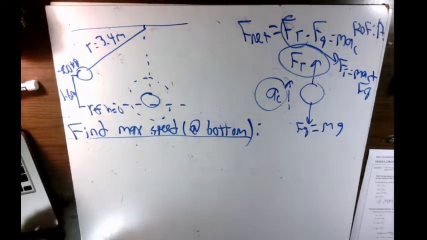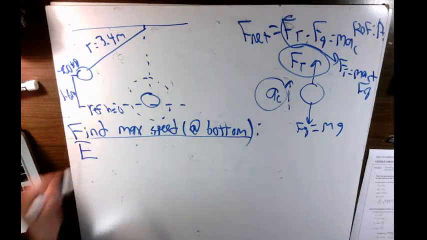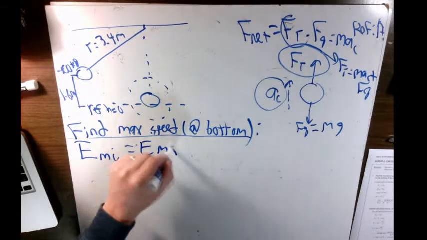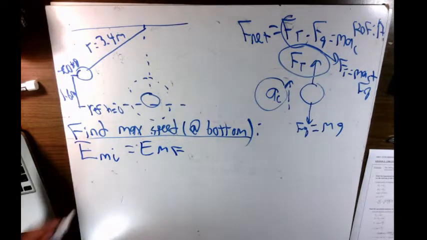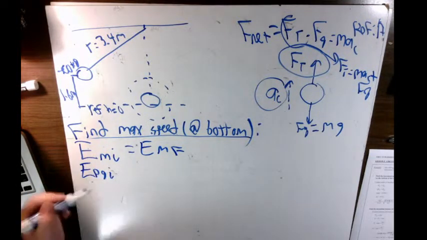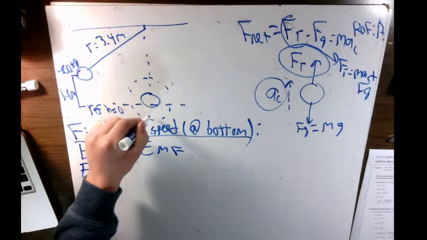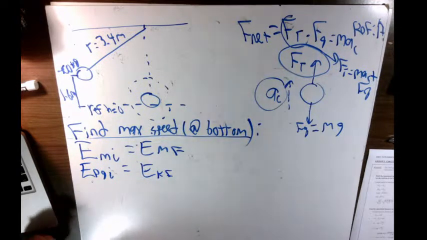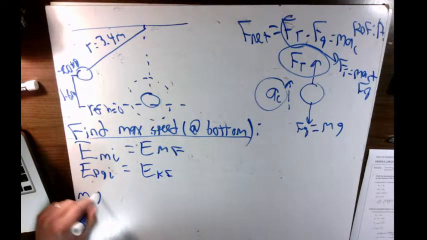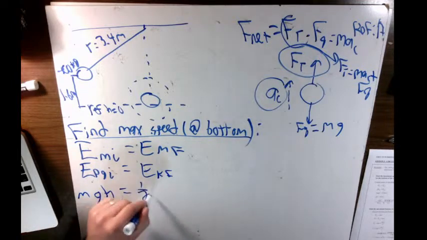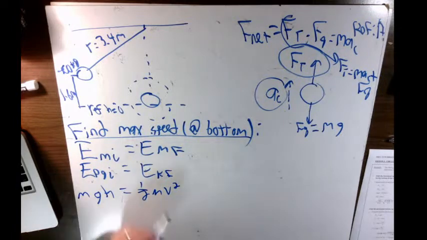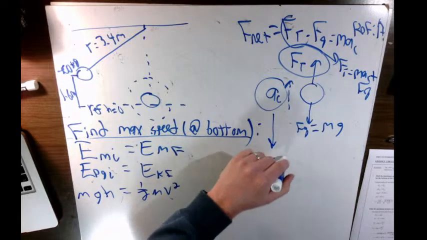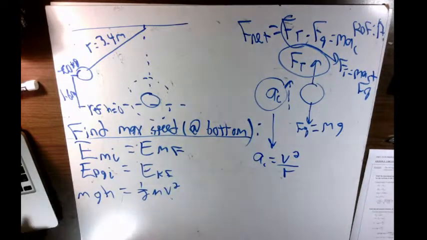All right, so we're going to use energy to solve for this. The total mechanical energy at the start is equal to the total mechanical energy at the end. At the start, that's going to be all gravitational potential. At the end, that's going to be all kinetic energy. Gravitational potential is mass gravity times height. Kinetic is half mass speed squared. We're trying to find its speed so we can find the centripetal acceleration, speed squared divided by radius.